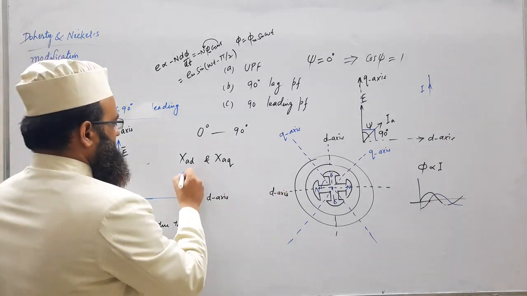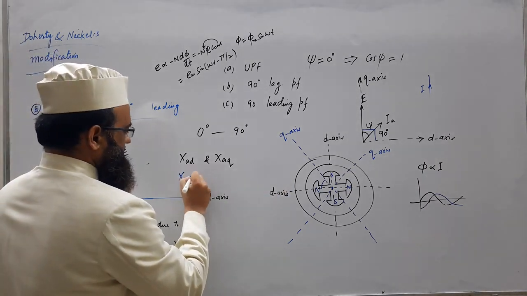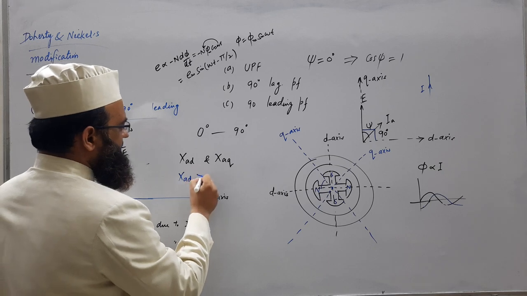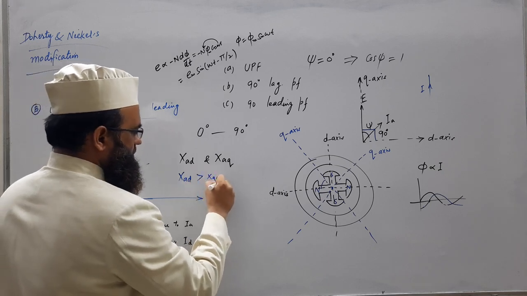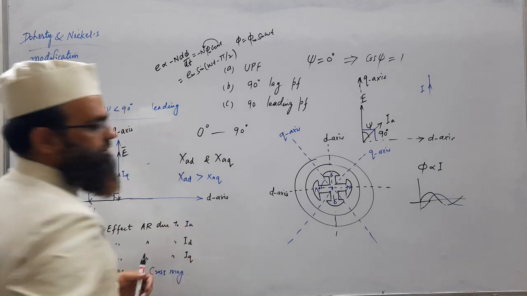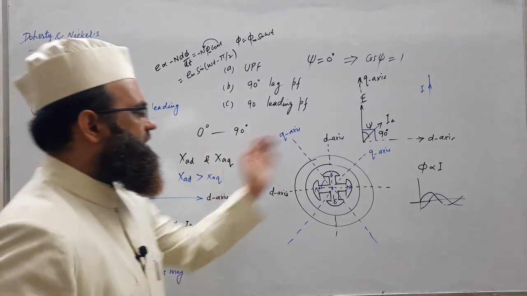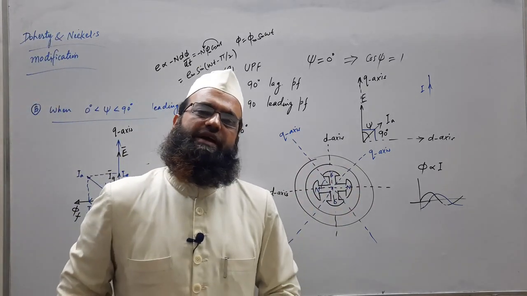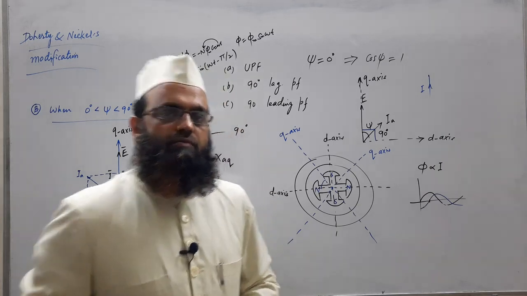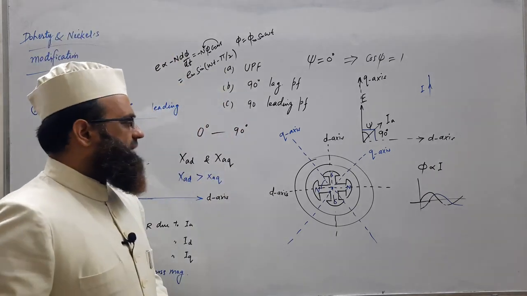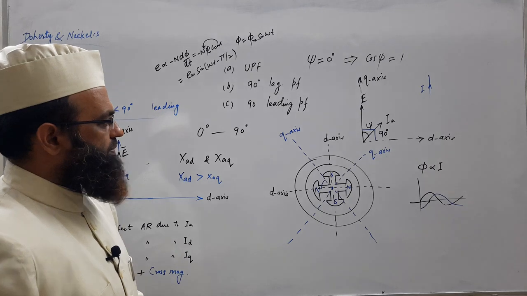So, this XAD is greater than XAQ, while in case of cylindrical structure the air gap is uniform. So, XAD and XAQ will be equal as the air gap is uniform.